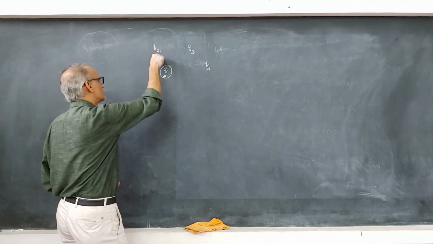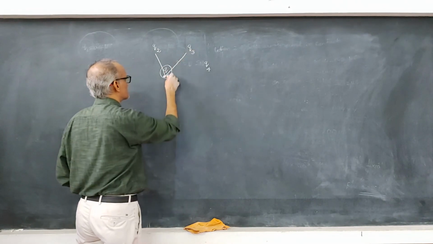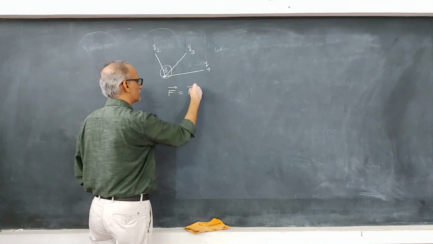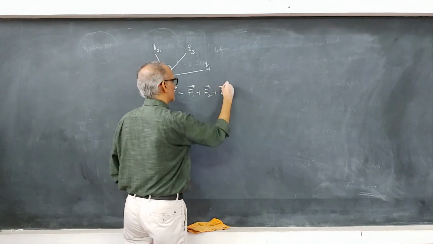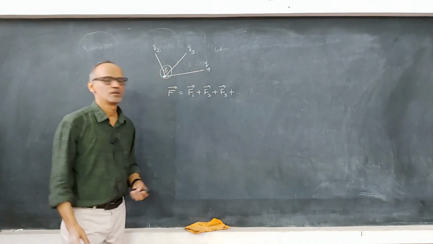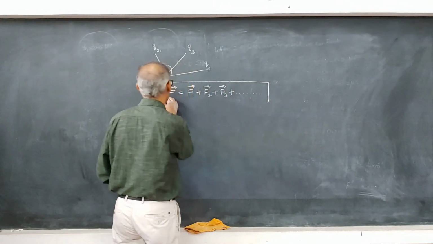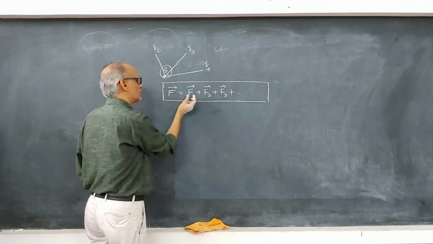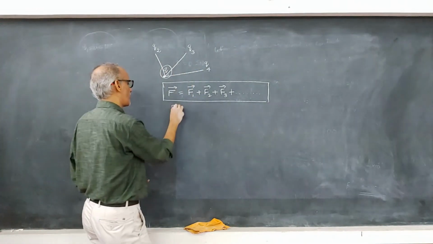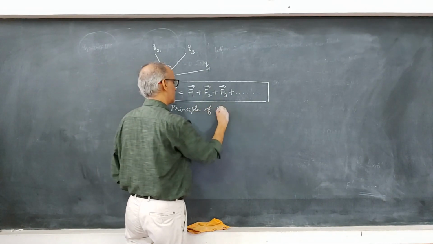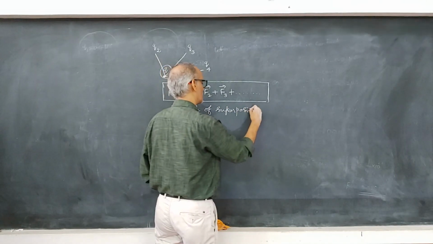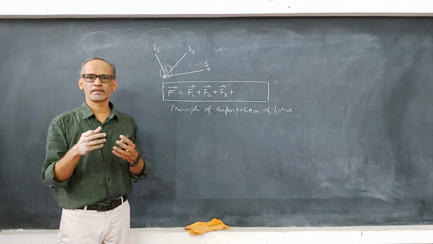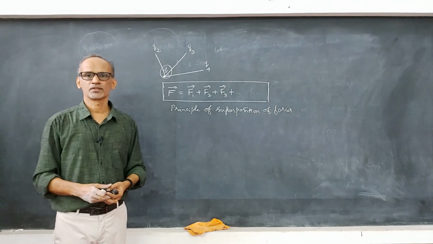So Q1 experiences force due to Q2, it experiences force due to Q3, and it experiences force due to Q4. So the net force on any charge is equal to the vector sum of the forces due to the individual charges. This is how we calculate, and this is called the principle of superposition of forces. We can use it to calculate the resultant force on any single charge due to a number of other charges.